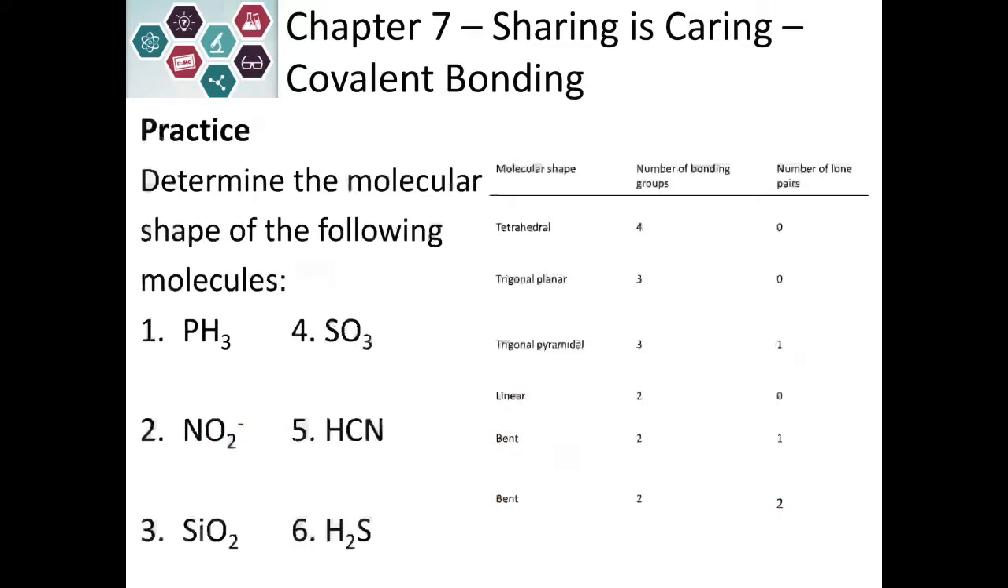All right, after Lewis structures, we started talking about molecular shape. To determine molecular shape, you need a proper Lewis structure, and then you will count the bonding groups, which is equal to the number of bonds, any type. So single, double, triple all count as a bonding group. Number of lone pairs, you just count directly from your molecule, but it's only the ones on the middle atom.